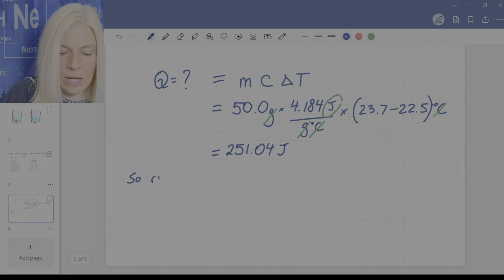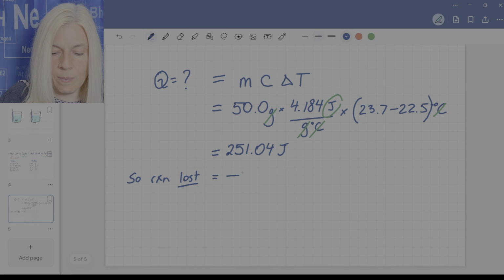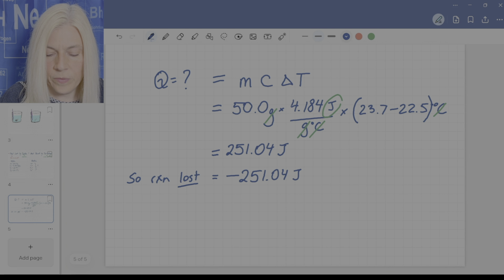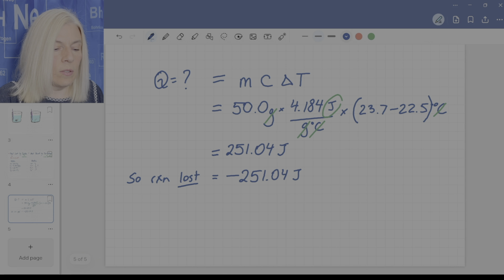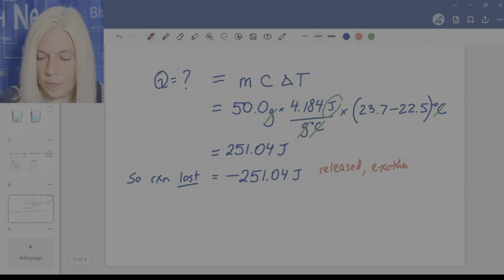So my reaction lost the same number, but with a negative sign, negative 251.04 joules. So this is heat released. That means it's exothermic, yes? And this is why exothermic reactions feel warm, because the heat is absorbed by the surroundings. When you touch the test tube, your hand is the surroundings. You are absorbing heat. It feels warm.